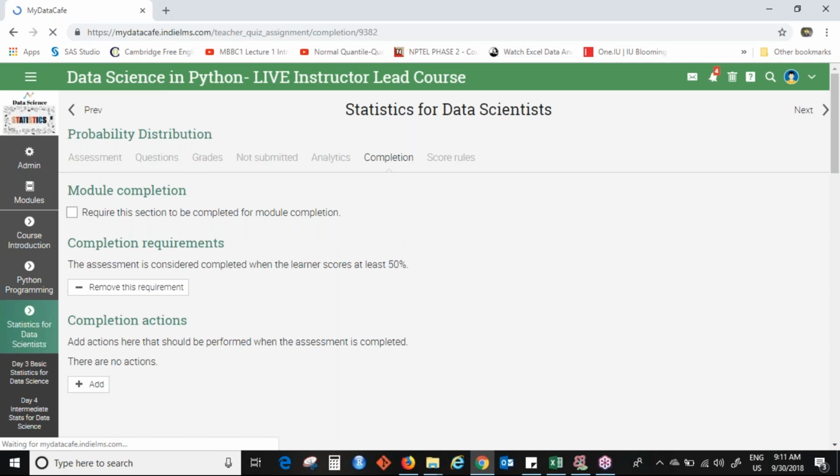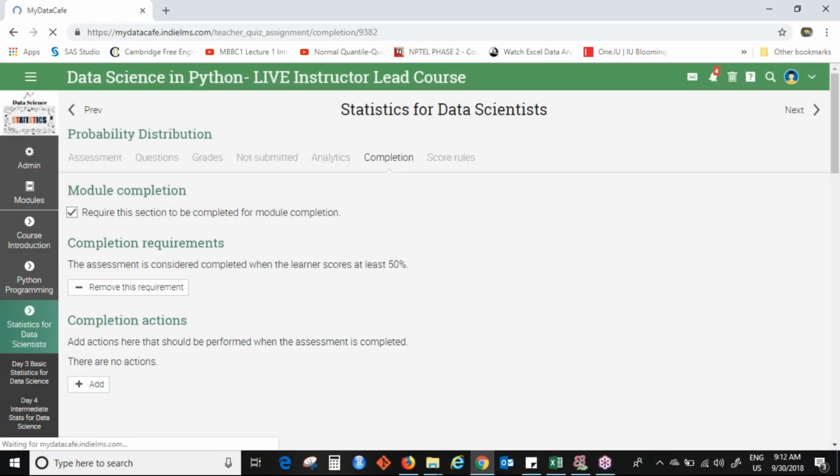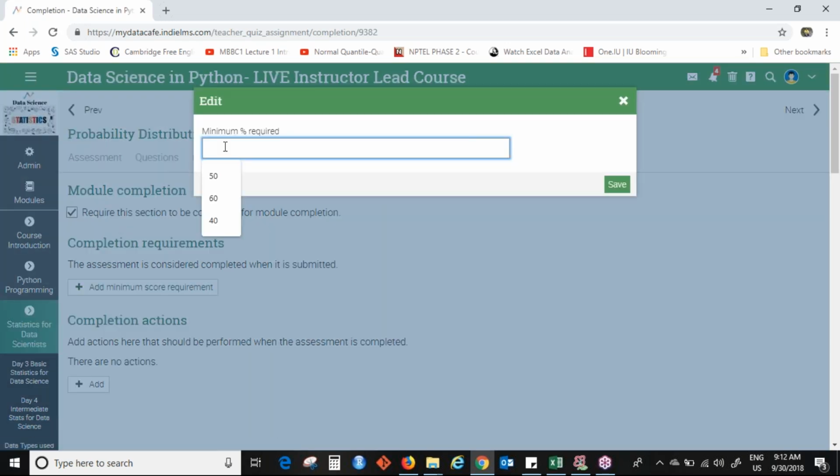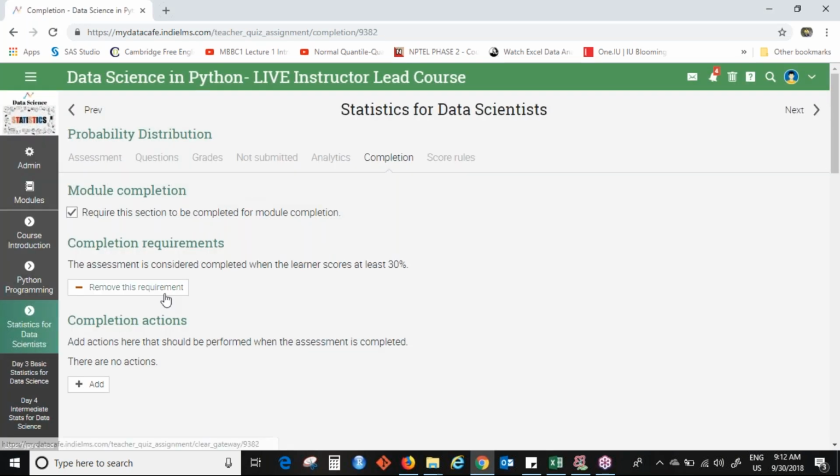I'll do one thing. Some of the quizzes which are difficult, I will reduce the minimum requirement. Okay. So instead of having it 50%, let me make it 30%. So this quiz is a difficult one. So instead of having it 50%, I'll make it 30%. So even 30% if you score, this quiz will be done. Okay.